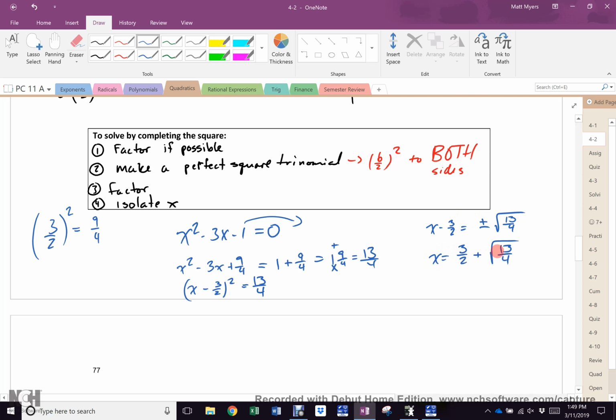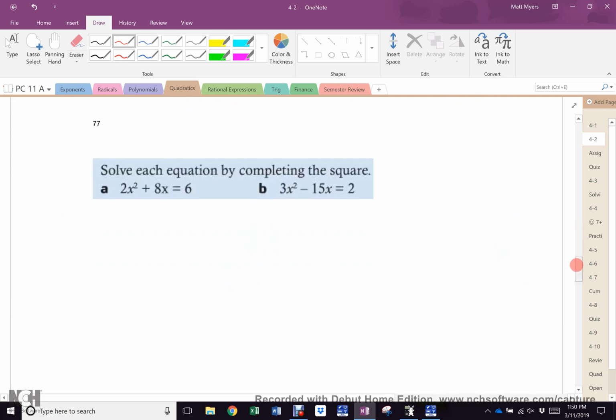Everybody understand? Now, some of you are still scared by that. Let me make it so it doesn't scare you. 1.5 plus or minus the square root of 4.25. Easy peasy, right? Everybody cool? Sweet. Let's see what happens.